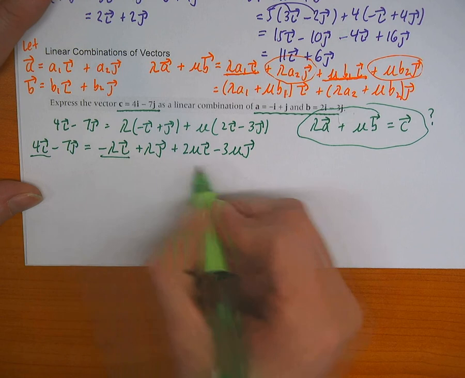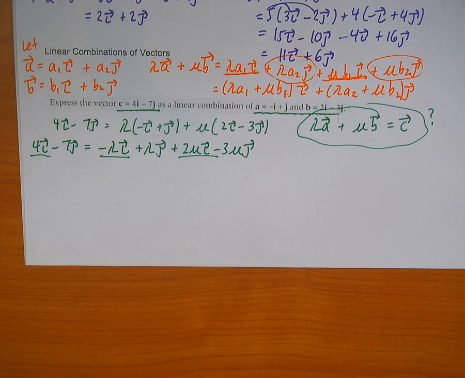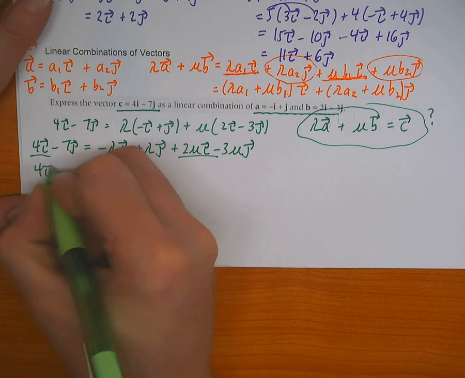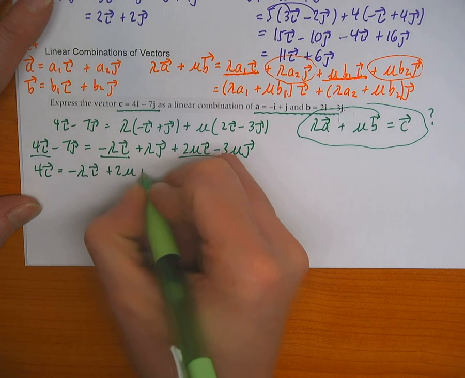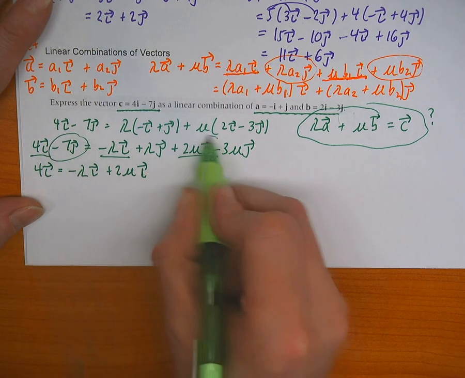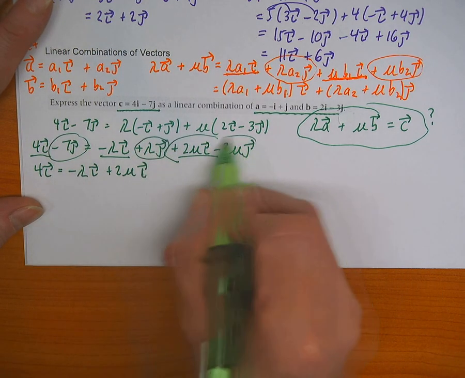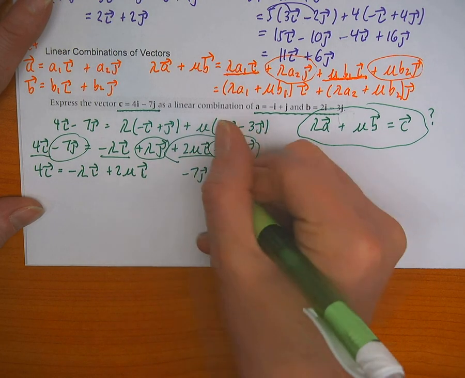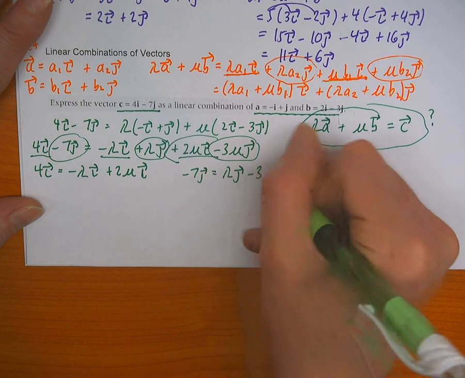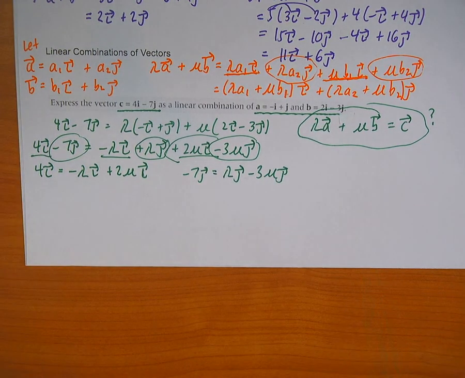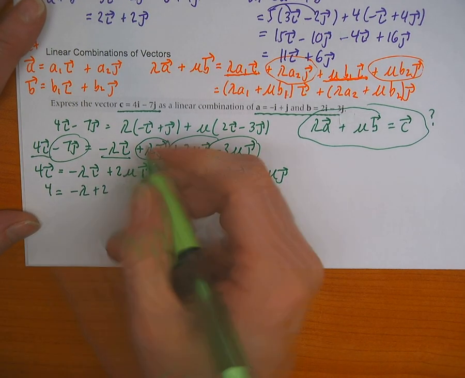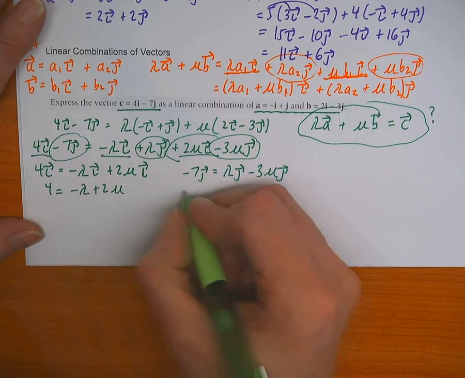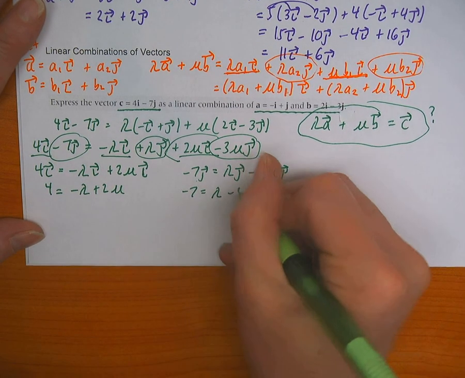So now we've got these i parts, and logically speaking, the i part on the left needs to equal the i part on the right. So then 4i should be equal to negative lambda i plus 2 mu i. And now we can group the j parts together as well. So we'll have negative 7j equals lambda j minus 3 mu j. And so now we can cancel out all the i's and j's, and we have 4 equals negative lambda plus 2 mu. And over here we have negative 7 equals lambda minus 3 mu.